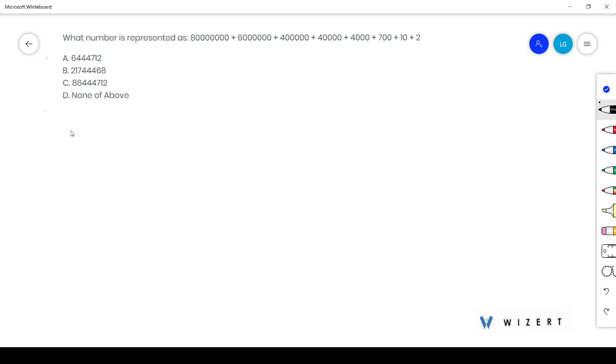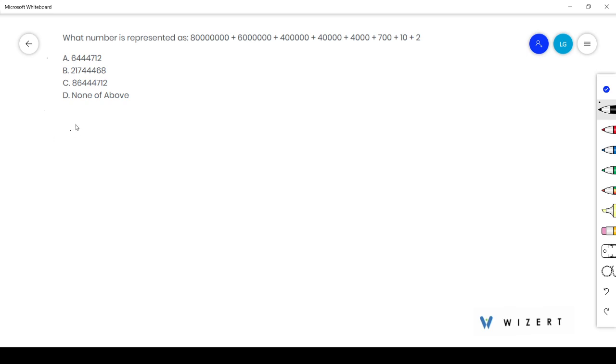Our question is, what number is represented as 80 million plus 6 million plus 400,000 plus 40,000 plus 4,000 plus 700 plus 10 plus 2.